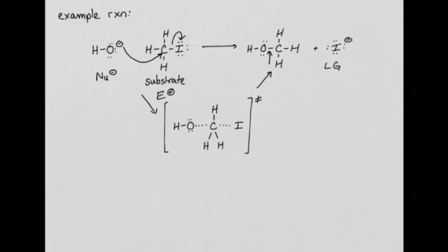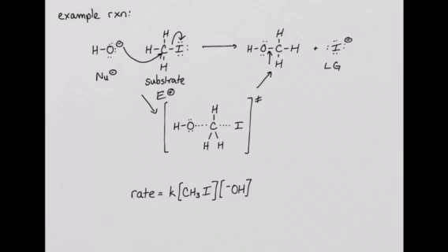The final thing to note is that we have drawn a one-step mechanism that is second order, first order in each of the reactants, and this is supported by the kinetic data. If we double the concentration of either reactant, the hydroxide ion or the methyl iodide, the rate doubles. That tells us that the rate is first order in each reactant. Because the rate is first order in each reactant, it is second order overall.